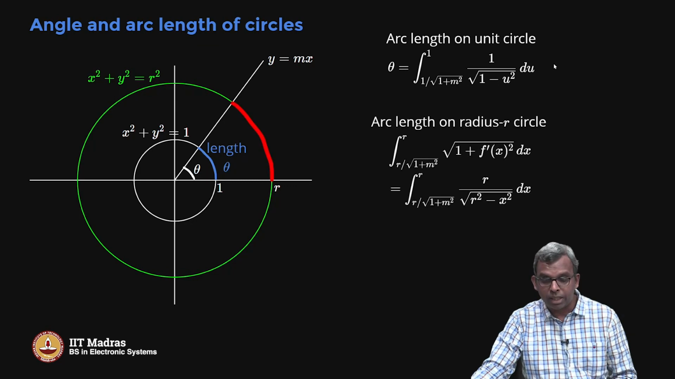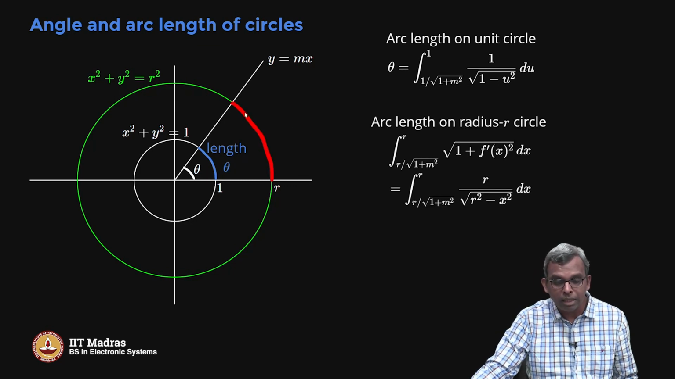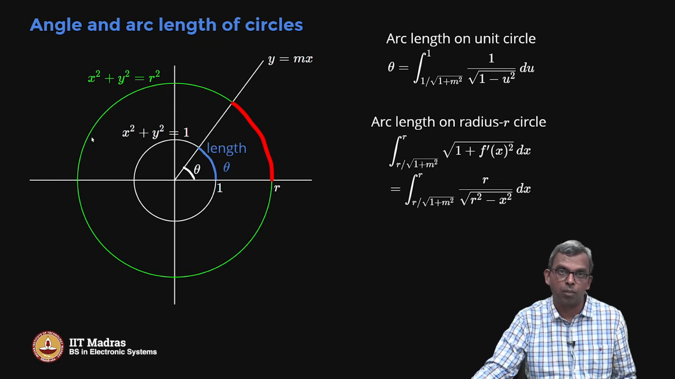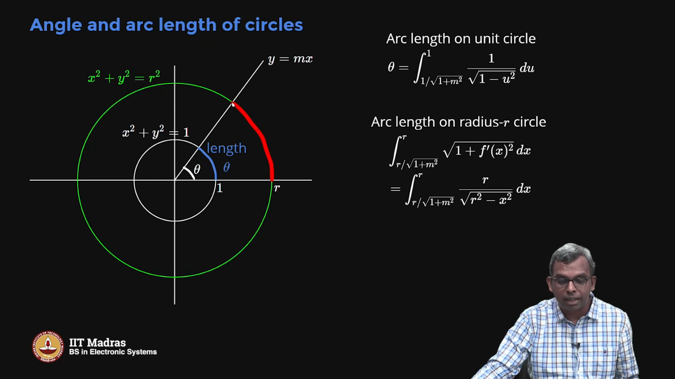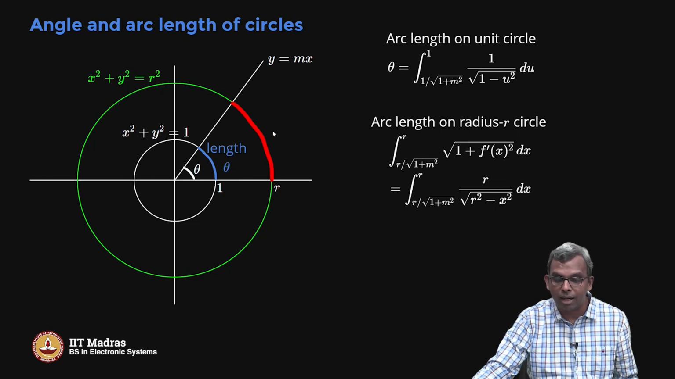Now, the interesting question is, what is the arc length of the radius r circle? Between the x axis and the same line y equals mx. The arc length along the unit circle we saw and we called it theta. That was this complicated expression. What is the arc length if you go to a circle of radius r?